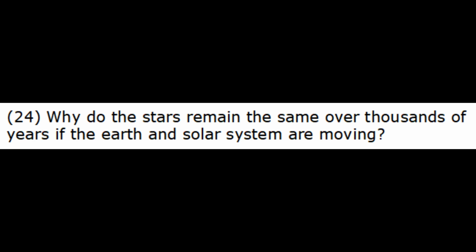Question 24. Why do the stars remain the same over thousands of years if the Earth and solar system are moving? Well, they haven't remained the same. Flat earthers seem unaware of proper motion, which is the observed change in apparent location of the stars in relation to each other from the viewpoint of the Earth. Space is really big, so the angular speeds are quite small.